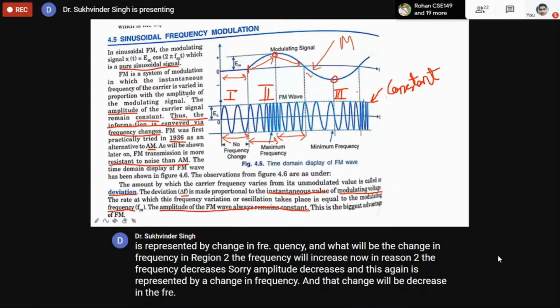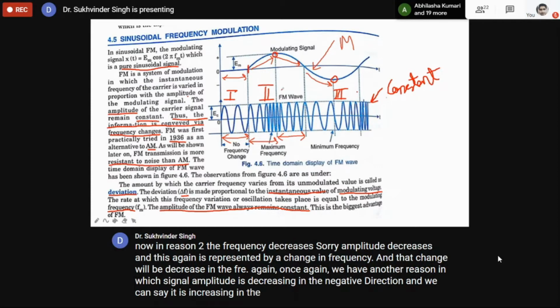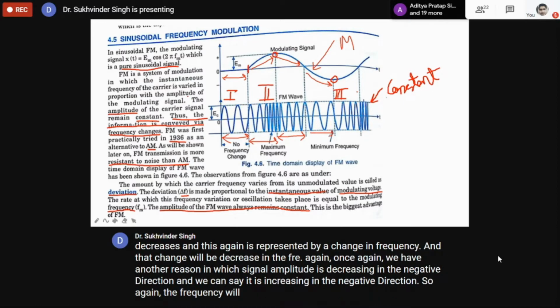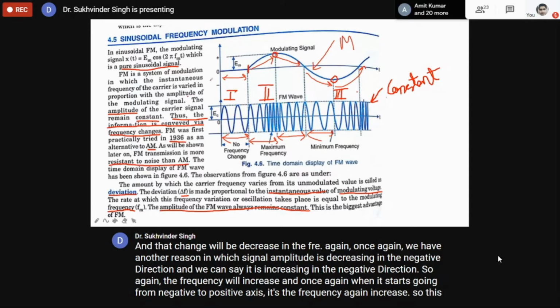Once again we have another region in which the signal amplitude is decreasing in the negative direction, and we can say it is increasing in the negative direction. So again the frequency will change, and once again when it starts going from the negative to the positive axis, the frequency again increases. So this is the complete cycle.